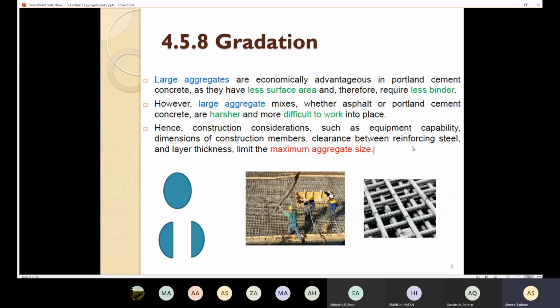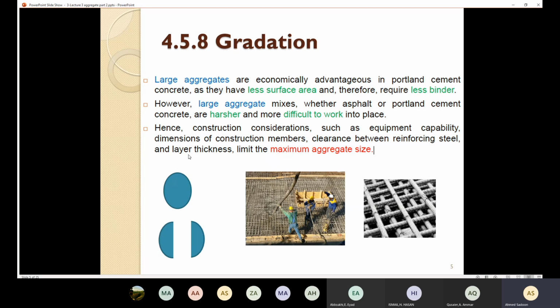So which one is better? Is it better to have aggregate with a large particle, or is it better to have aggregate with a small particle? Let's see what is the benefit of this case and that case. So assume that you are going to use aggregate with the large particles. So focus on the surface area. So this one is going to be the surface area, right?